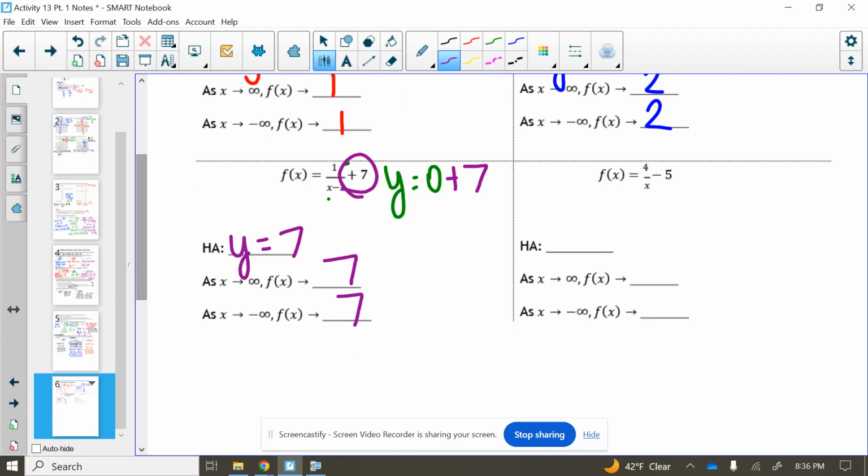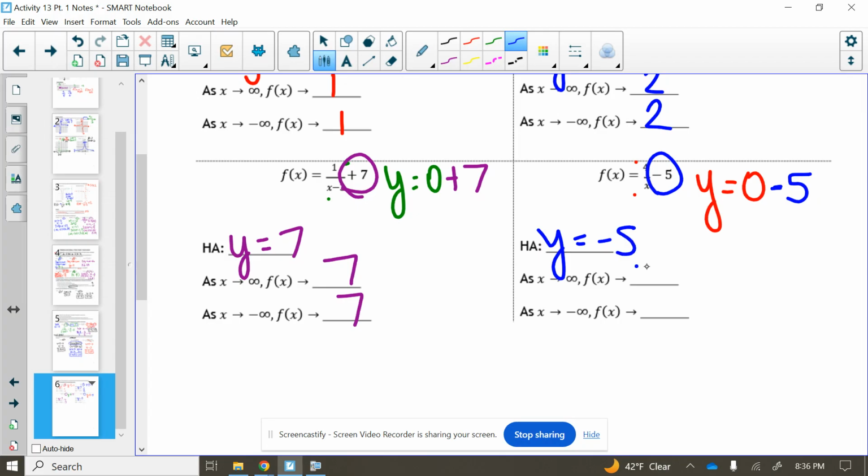And then last but not least, on our final example, we again have another where the degree of the denominator is bigger. So y equals 0. However, this time we are shifting down 5 units. So y equals negative 5 ends up being our horizontal asymptote and where our graphs will ultimately converge to.